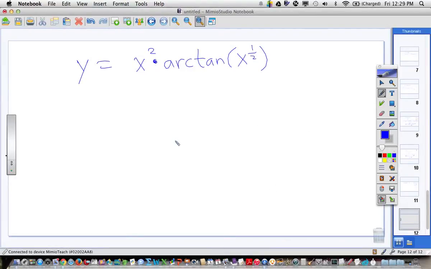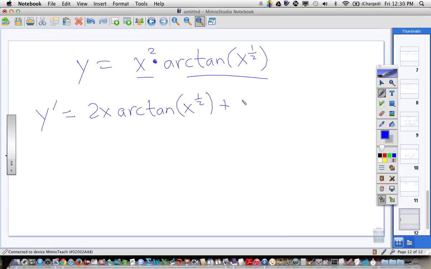first of all, what rule do we have to do? Product rule, right? So the first thing we have to do is product rule. So we have to say, all right, derivative of the first, which is 2x, then we're going to leave the arctangent function alone, x to the 1/2. Then we're going to do plus, then we're going to leave the x squared alone, and now we're going to do the derivative of arctangent. Well, the derivative of arctangent, we just said, is 1 plus u squared on the bottom times then the derivative of the inside. That's the u right there, the x to the 1/2.